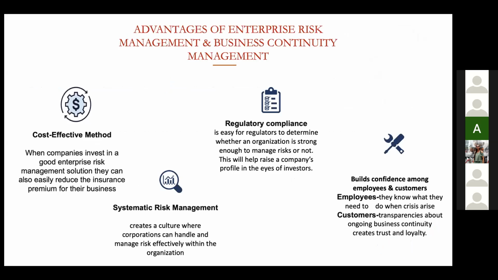So these are the advantages of enterprise risk management and business continuity management. Some of them are a cost-effective method. When a company invests in a good enterprise risk management solution, they can also easily reduce the insurance premium for their business. Insurance is usually taken out because companies want to transfer the risk to a third party. If there is a good enterprise risk management and business continuity management in the organization, this immediately reduces the transference of risk to a third party. This means fewer premiums and less cost to the company.